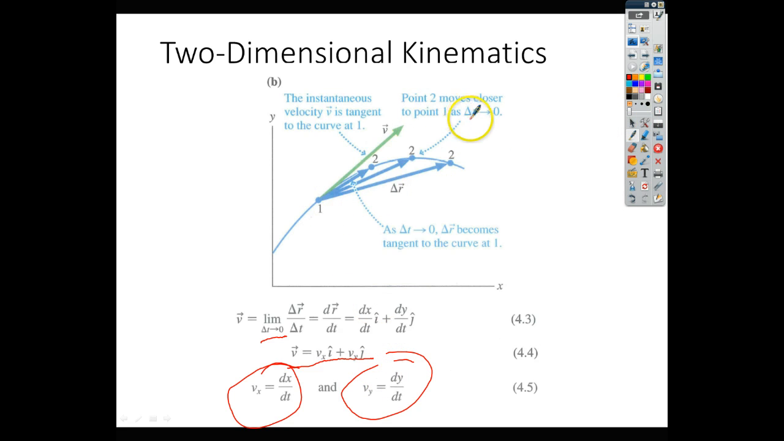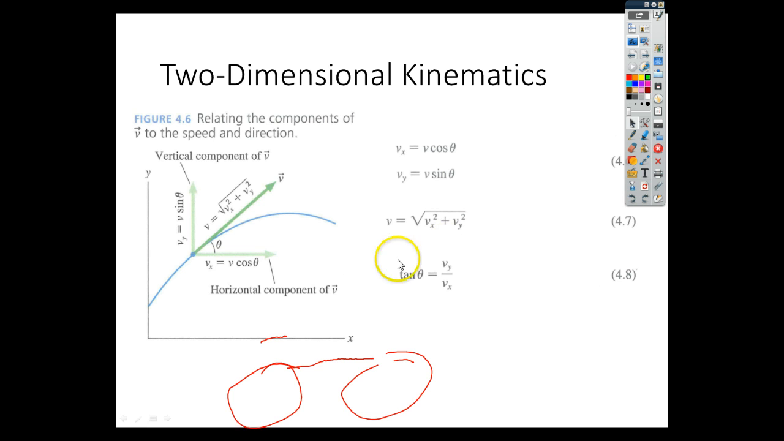So as point 2 moves closer to point 1 again, we see that we're getting closer to 0, and now we end up with a tangent line. Remember, the tangent line to this curve is going to be the direction of our velocity. So let's look at this next slide.